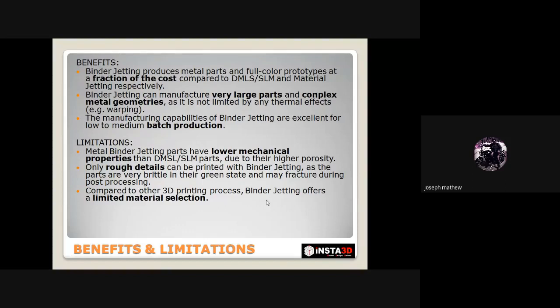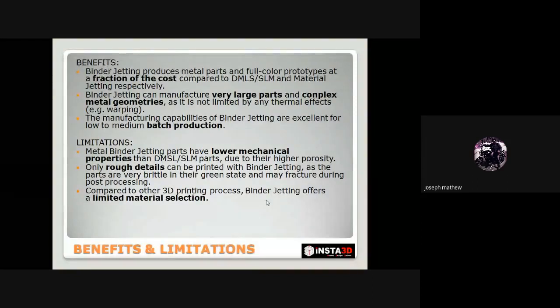In binder jetting, there is no formation of support structures, hence eliminating the support structures. So the cost is also very much reduced. And in the binder jetting process, very large complex metal geometries can be produced using the binder jetting 3D printer. And it's also excellent for low batch production. Low volume production can be carried out using a binder jetting 3D printer.